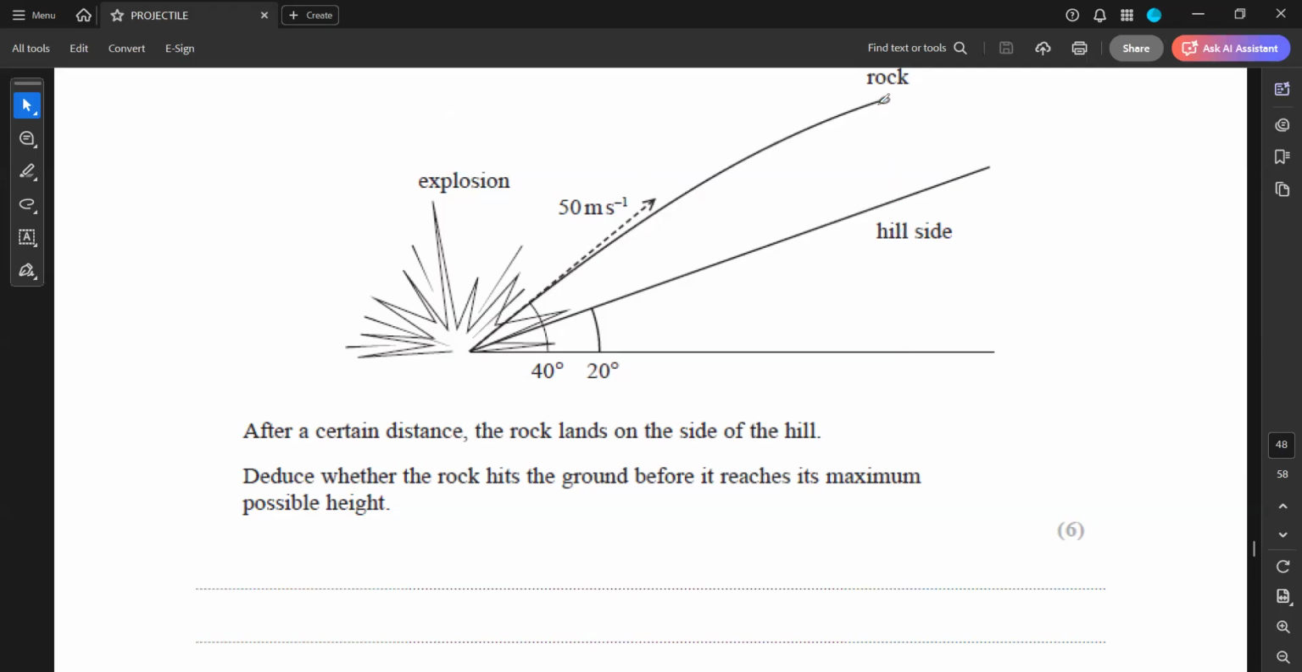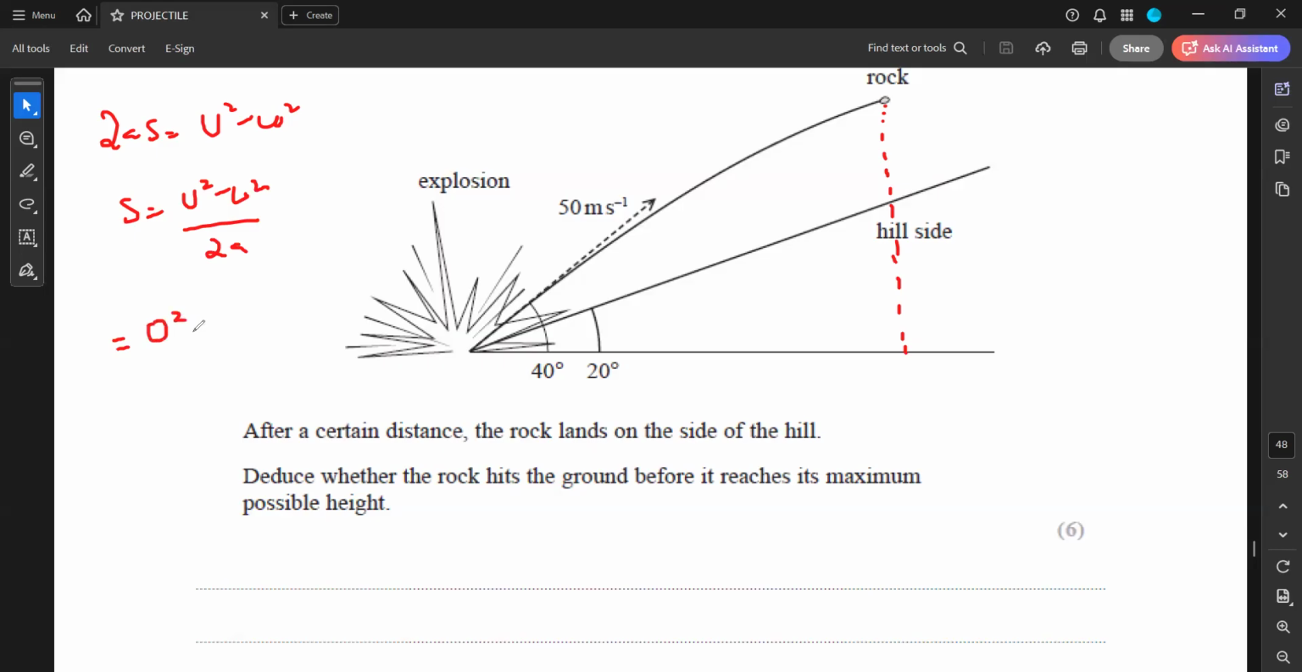What we are doing, first we'll find the height of the rock, the maximum height the rock can have. What is the maximum height the rock can have? So we will use the formula 2as equals v square minus u square. We will find the maximum height. So s is equal to v square minus u square divided by 2a.